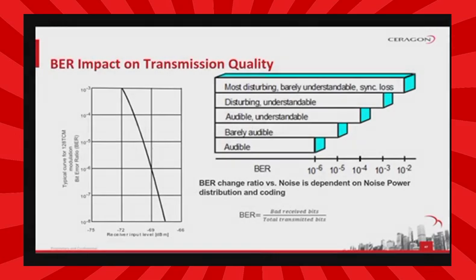In today's digital world, bit error rate impacts the transmission quality as follows. For bit error rate of 10 to the power of minus 6, the voice communication is audible, and this is the minimum link quality for acceptance procedures with Ceragon elements. For bit error rate of 10 to the power of minus 5, the voice communication is considered barely audible and presents too many errors to commission a link. For bit error rate of 10 to the power of minus 3, the voice communication is very disturbing, barely understandable, and usually determines the link to break.